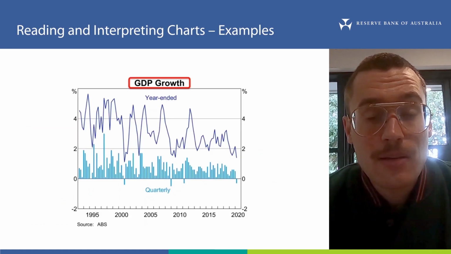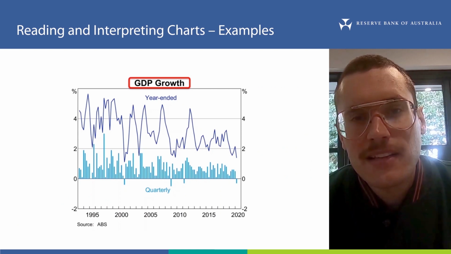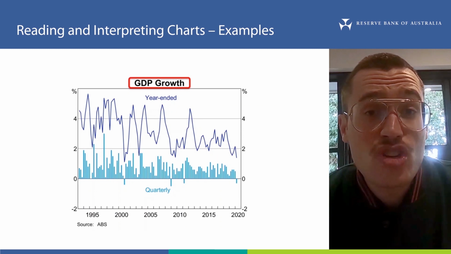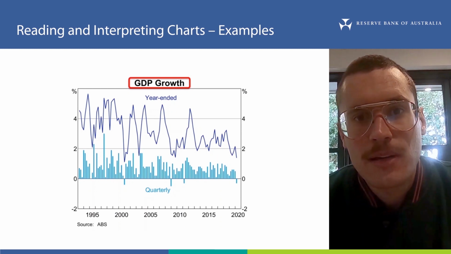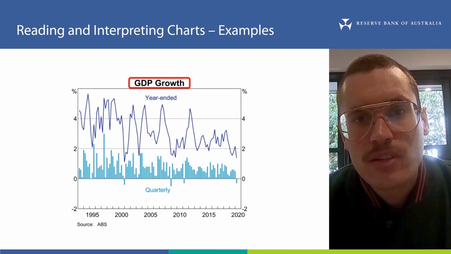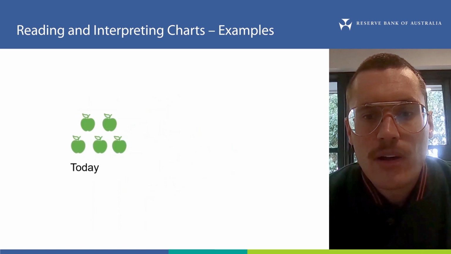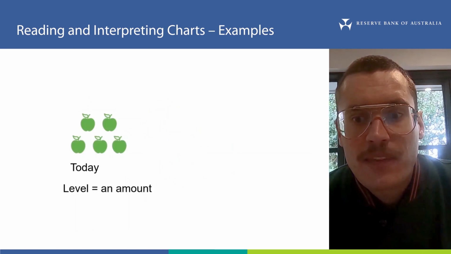This chart is called GDP Growth. Now, the fact that we're looking at GDP growth immediately tells us we're looking at how GDP has changed rather than the level of GDP. Let's talk a little bit more about the differences between levels and growth rates, as it's a question that I often get asked. So a level is just an amount of something.